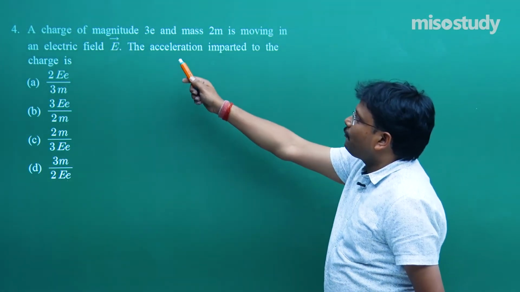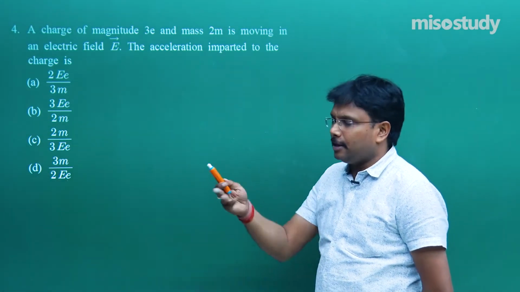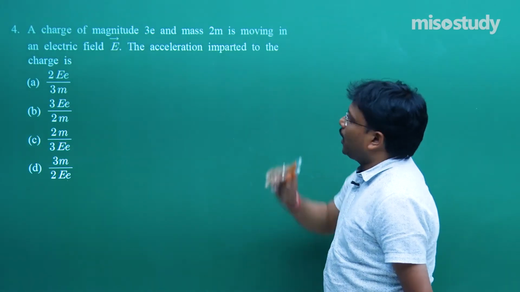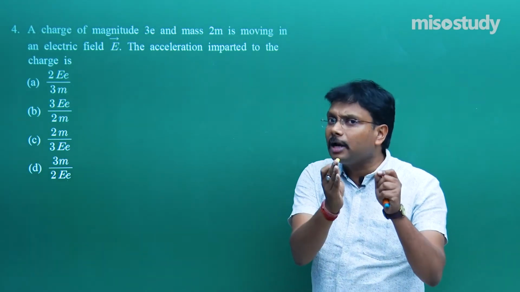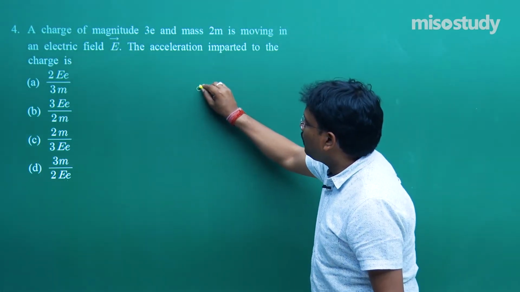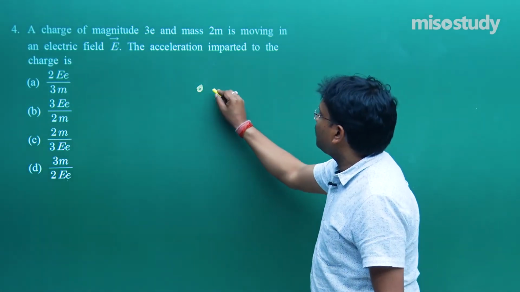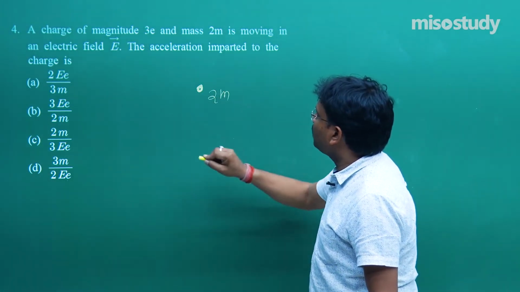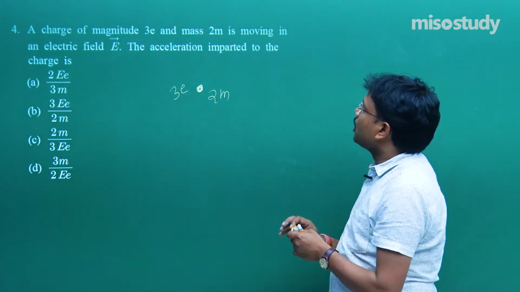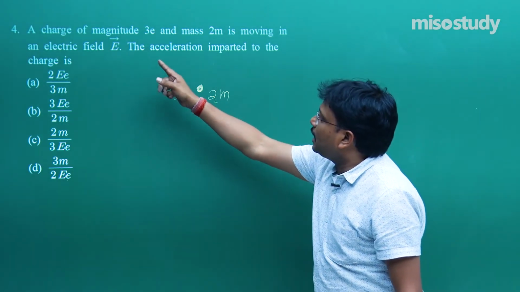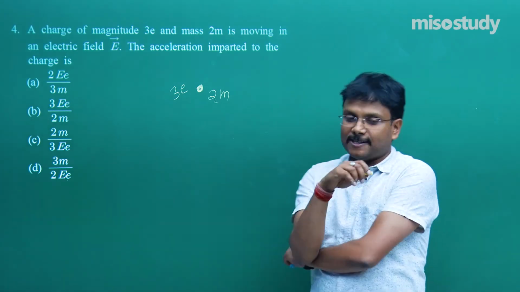A charge of magnitude 3e, where e may be electron charge or anything else, and mass 2m. So the very first thing in your examination hall, on the rough sheet, simply do one thing. With the help of a pen, draw this simple point. Let's say mass is 2m, and then let's say charge is 3e. Now visualization starts. It is moving in an electric field E. Now imagine the situation.